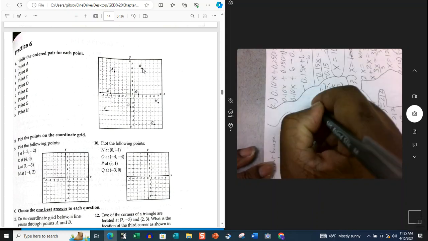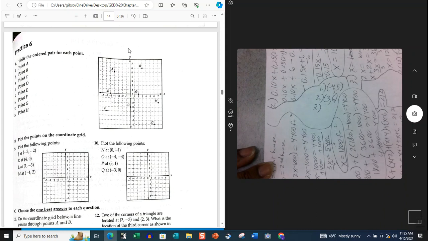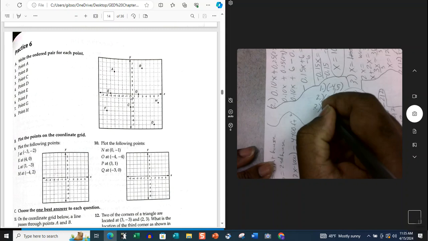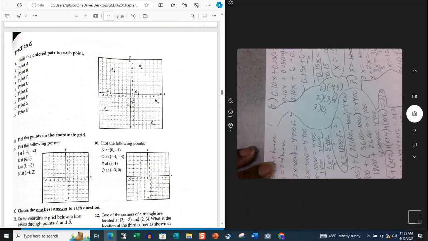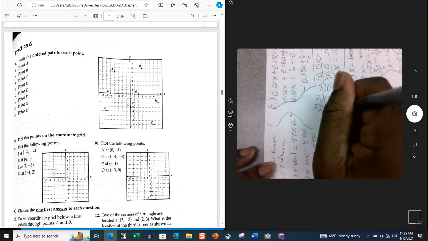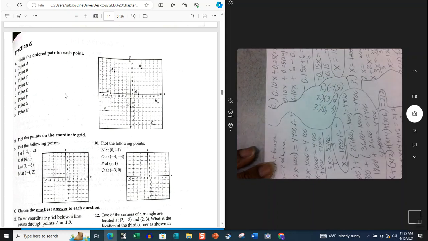Now number 3, we have point C. So we go and find point C here. Now if you notice here, we went straight down. We did not go left or right, so we stayed. So that means that x is 0, and then we went down 3, so that means y would be -3.